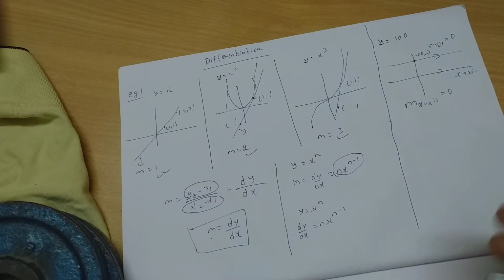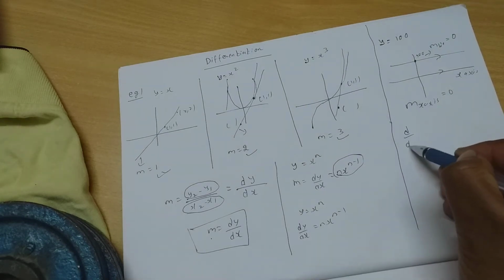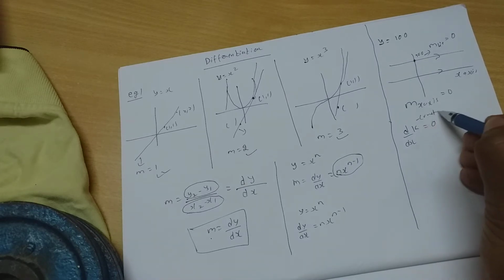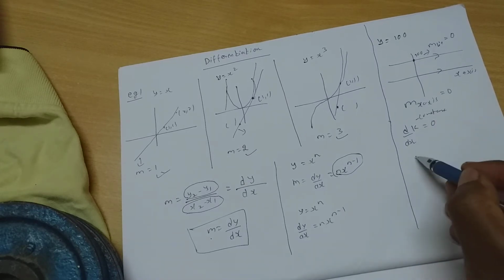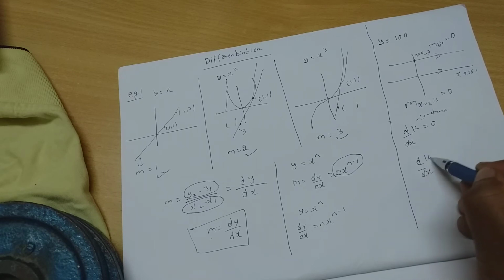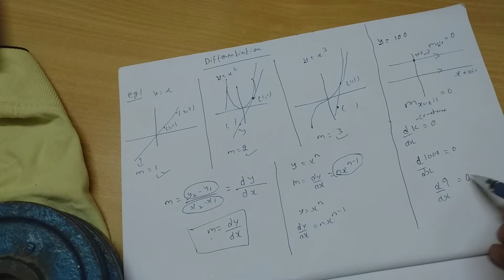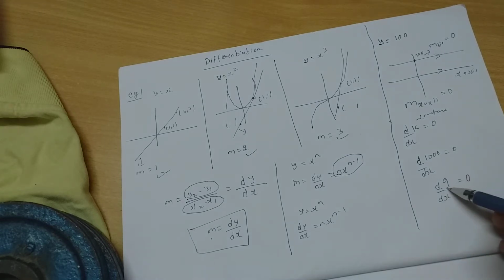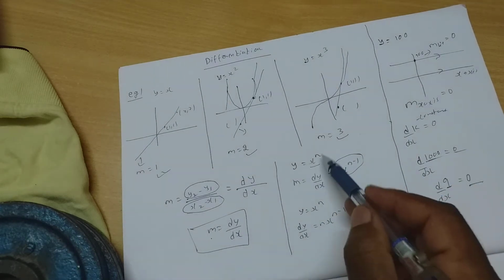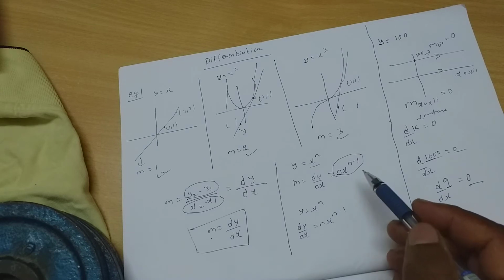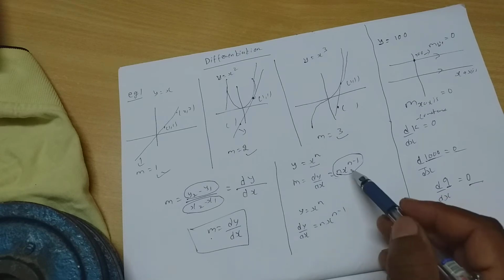So what did we derive from this is d by dx of any constant is 0. Let k be any constant. Examples of this is d by dx of 1000, 0. D by dx of 9, 0. Differentiate any constant, result is 0. And differentiate variables x power n, the answer is n into x power n minus 1. Am I clear? Now let me make you familiarize with this formula.